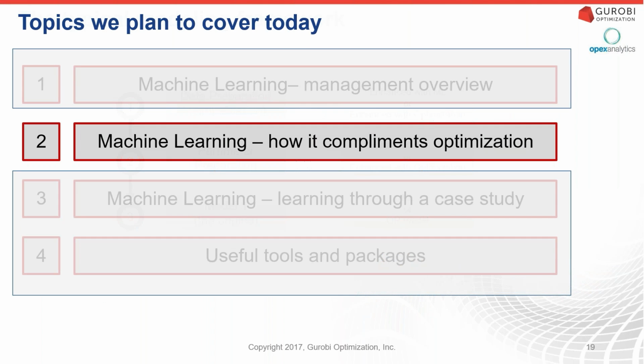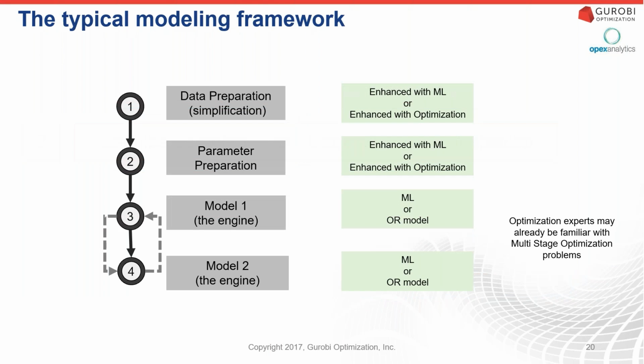All right, let's focus a little bit on how machine learning can complement optimization, get a little more specific now that we've gone through the general. And then after my section, I'm going to turn it over to Sam, and he's going to get into some of the detail of the Python code about how it works as he walks through a case.